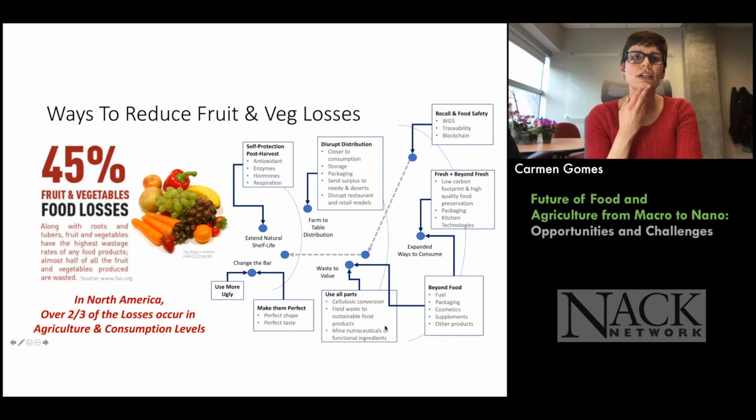So let me see another example. Perfect shape, that wouldn't be ideal. But for example, here, there is a lot of work on delivery systems to be able to extract some nutraceuticals and make them useful or better absorbable by our body. Or, for example, extracting pigments that are not necessarily used.